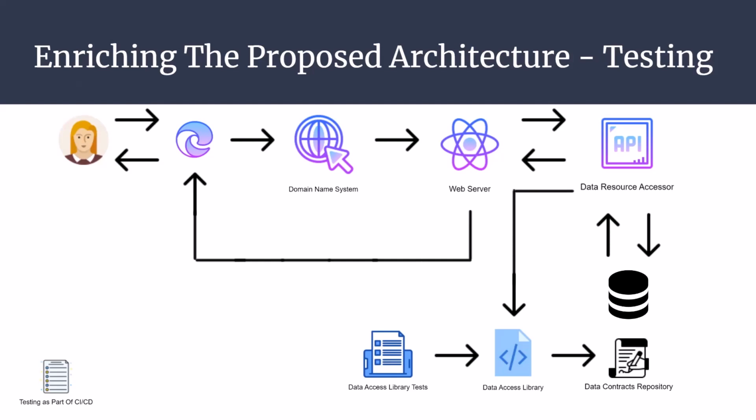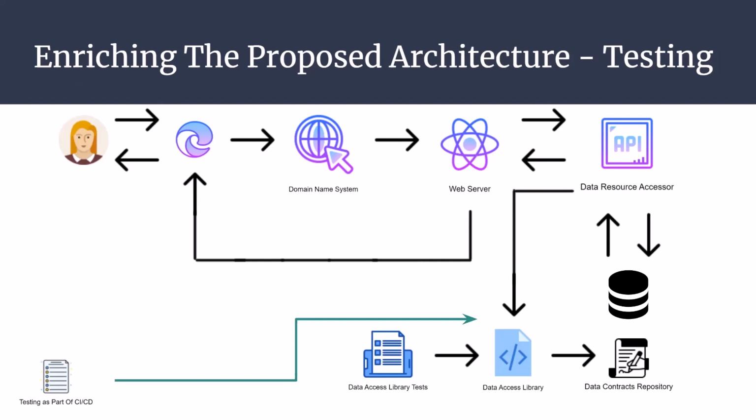Then, we modify a field name in a specific data contract and don't add or modify the data access library tests. Our CI/CD process, which runs the tests, does not detect that a breaking change has been introduced, and we roll out the new version of our data access library, which works with the new version of the data contract. Not good. Things will break for our users, or even worse, will not break, and they will get an invalid view of the data they asked for.